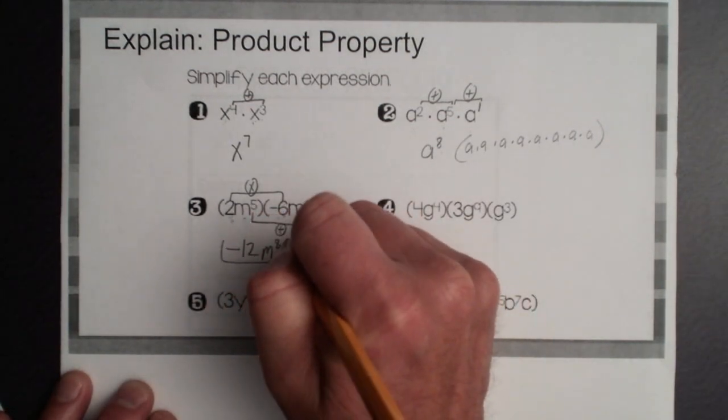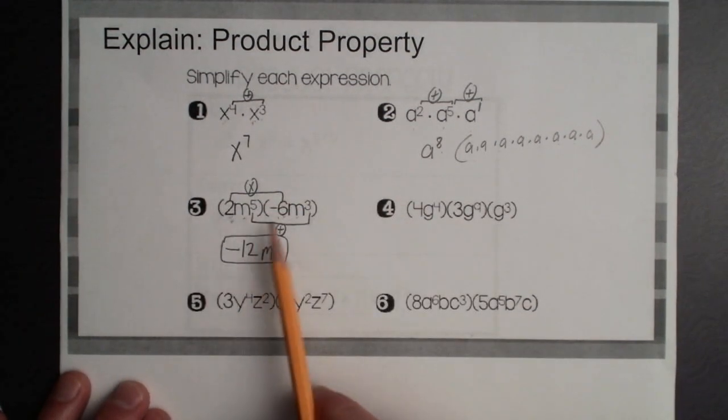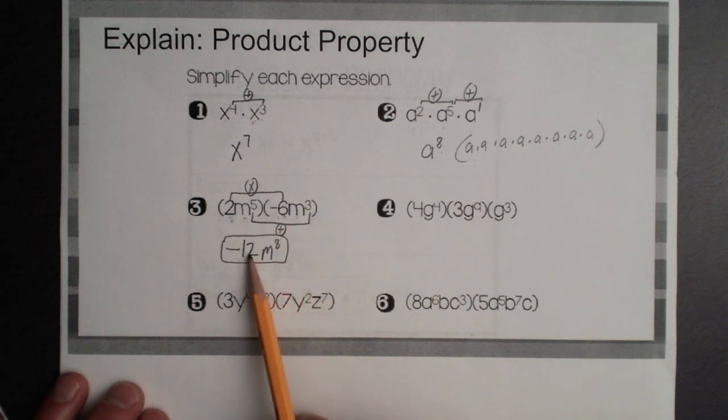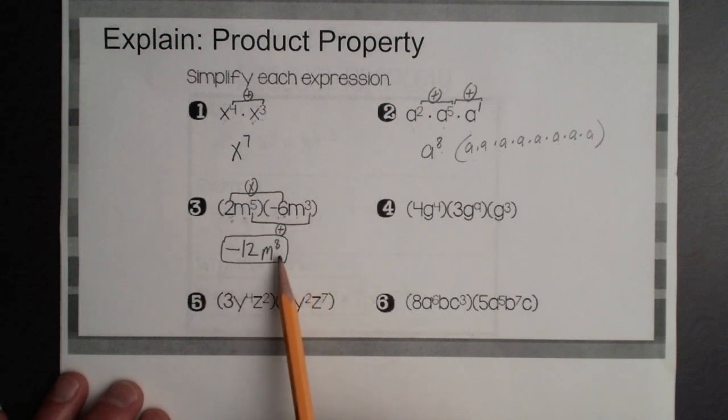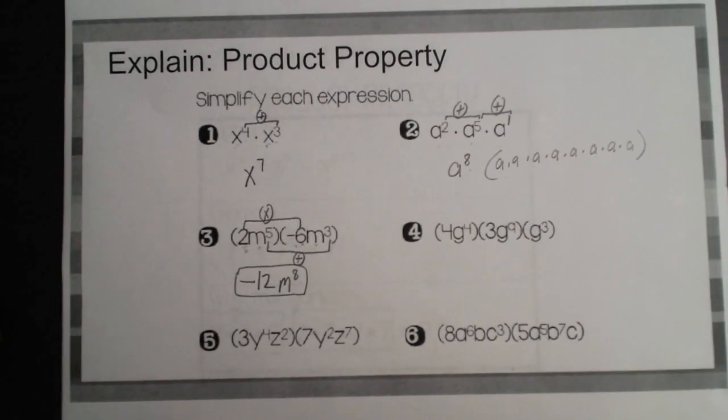Now, this one is different because you have 2 and a -6. Those are not your base numbers. Those are your coefficients. So you multiply those. Your base letters are m. M stays the same, but you've got to raise the exponent by adding it. Okay? Let's go to question 4.